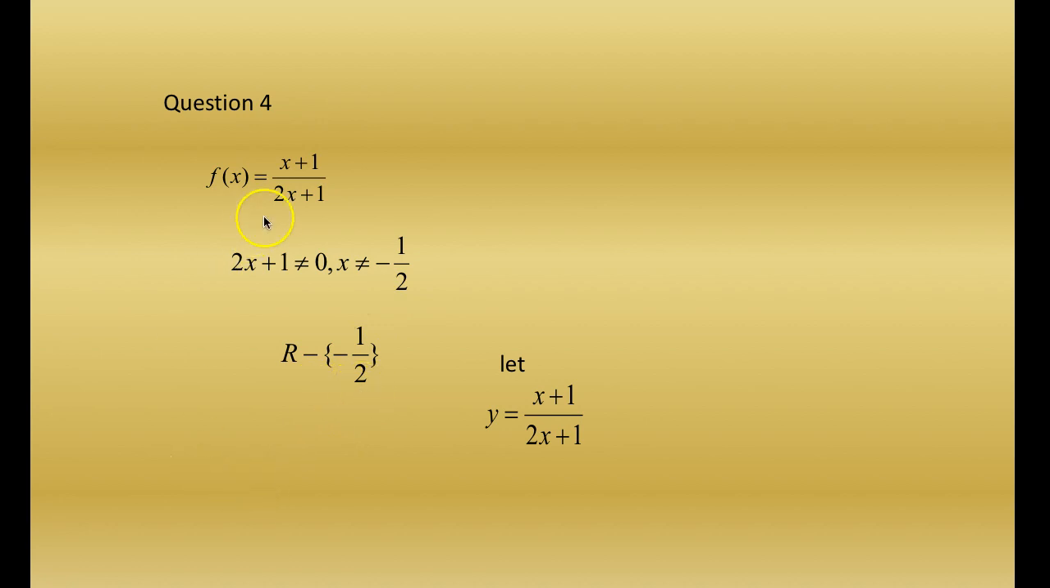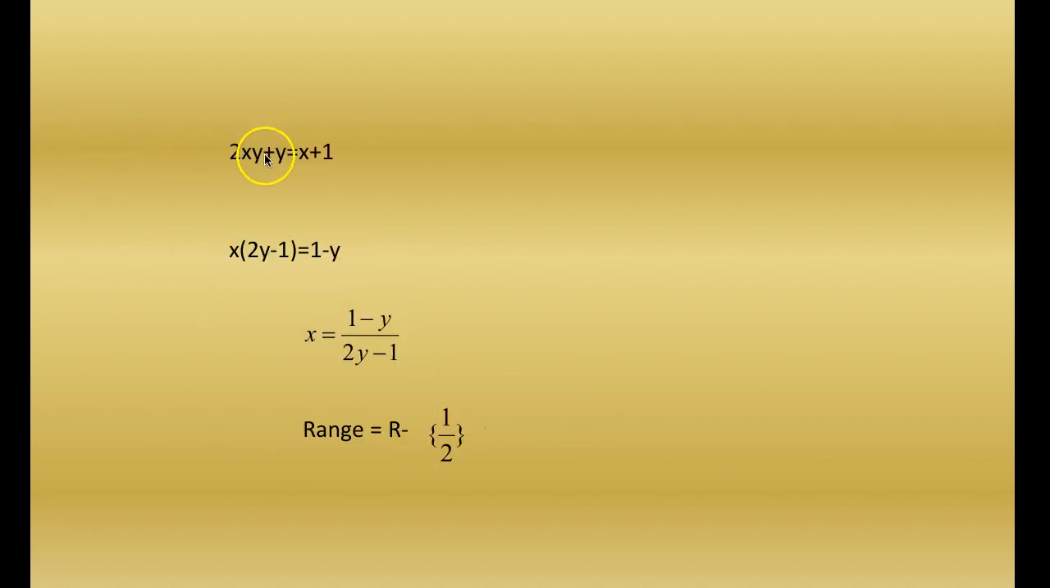To find the range, let y equal to x plus 1 by 2x plus 1. Cross multiplying, you get 2xy plus y equal to x plus 1. Take the terms in x to one side. So I get x into 2y minus 1 is 1 minus y. So x is 1 minus y by 2y minus 1. Now this is defined when y not equal to half, because 2y minus 1 not equal to 0 means y not equal to half. So the values which f(x) can take would be R minus half. So your range is R minus half.